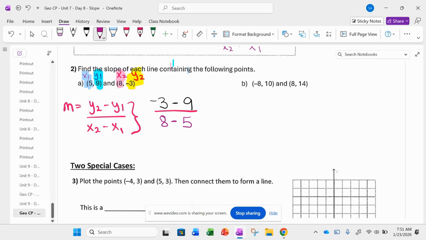Okay, in my numerator, I have -3 minus 9. I always say do your keep, change, change. -3 minus 9, keep, change, change gives us a -3 plus a -9, which is -12. And then 8 minus 5 we know is 3. Can I simplify -12 over 3? We sure can. -12 divided by 3 is a -4. If you wanted to put -4 over 1, you could, but you don't have to. You could just leave it that the slope is -4. Okay, I want you guys to try letter B on your own.